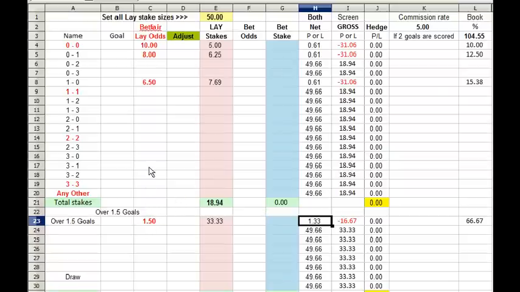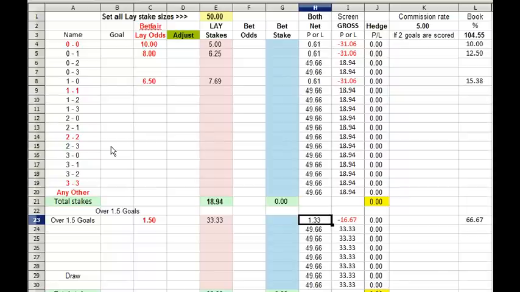That's after commission. Now whilst we're doing that, on our Betfair screens we will be looking at minus £31.06 in correct score against our scores there, and in over 1.5 goals minus 16.67. Unless we were very good with our mental arithmetic, we wouldn't be able to tell that we were 61 pence up on those scores after commission, or £1.33 in the over 1.5 goals market.